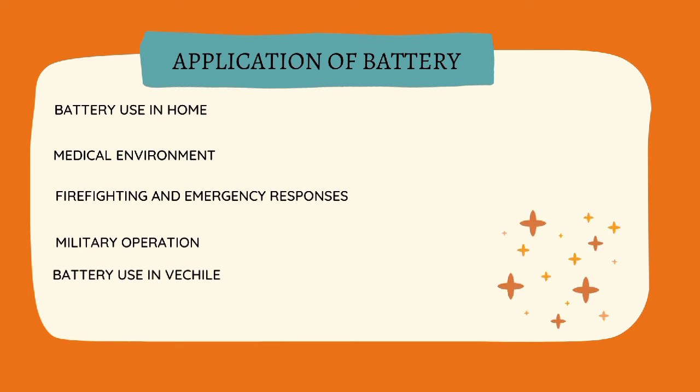So the next one is the application of battery. The battery is used in home, such as the appliances at home, such as the hair trimmers, blenders, and mixers, camera, and much more. Next one is medical environment. Battery is also used in the insulin pumps, and ECG monitors also use battery.